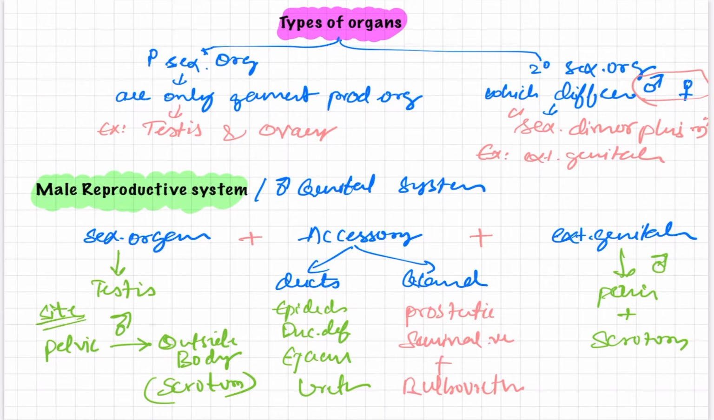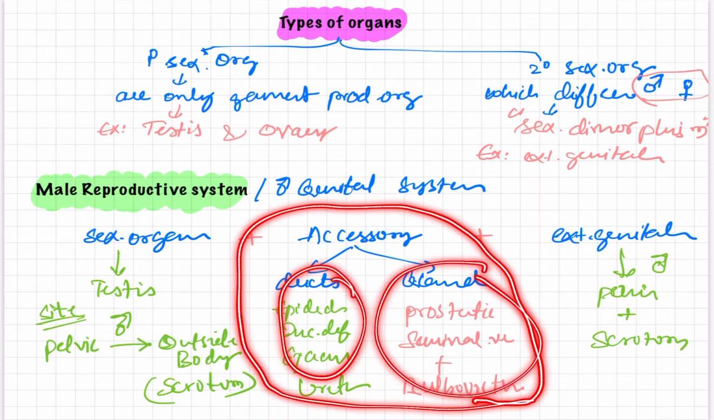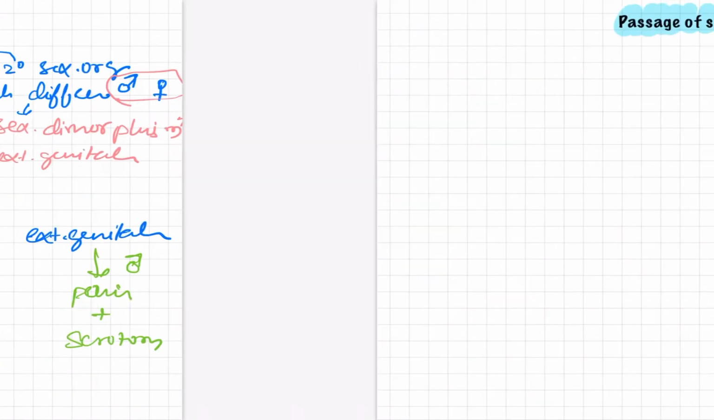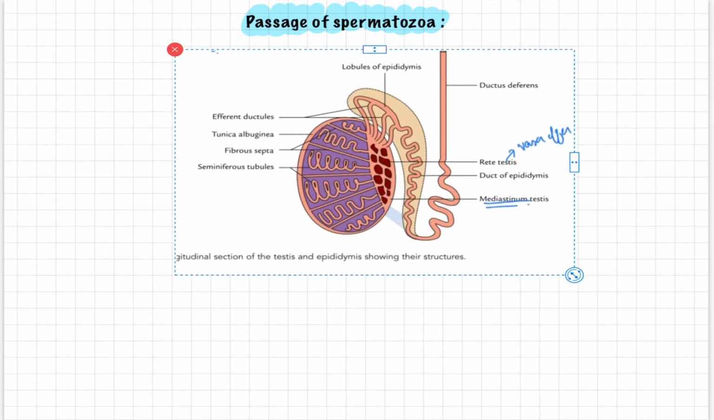Now after going through the basic structure, we will be focusing on the accessory ducts and glands in detail. Whereas about the testes, we have already taken a class of anatomy on them. We have discussed all structures and functions as well, so please go through that. With this, let us move forward. Before learning about the accessory glands and their secretions, we have to focus on one important thing, that is the passage of spermatozoa.